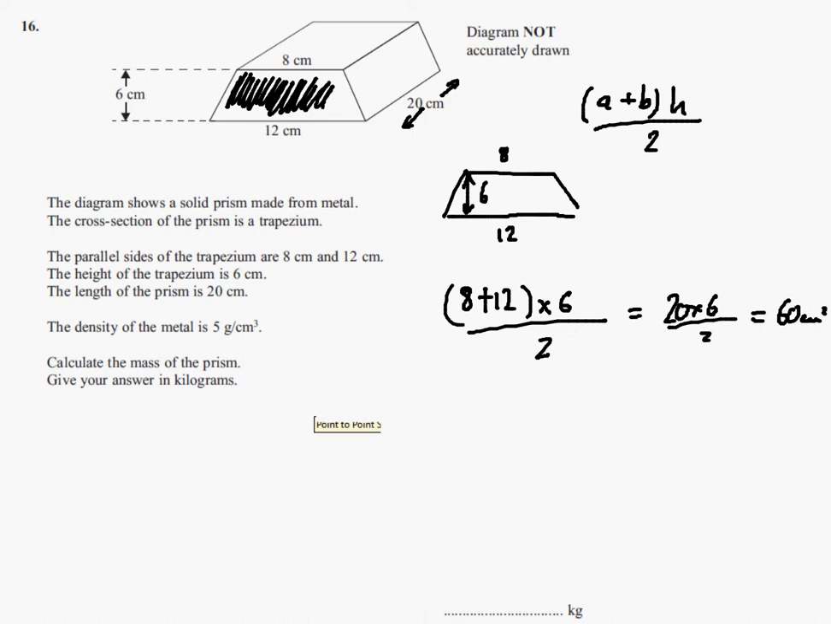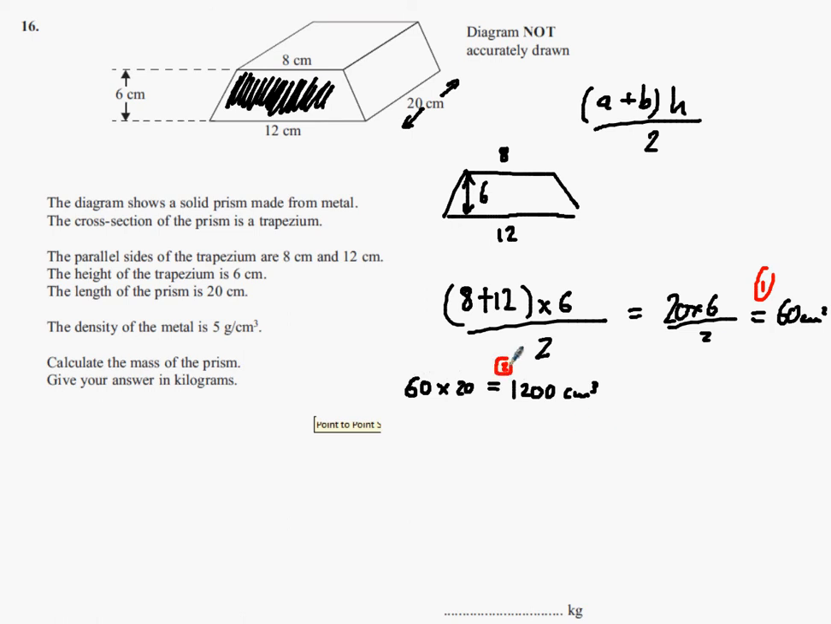That would be the first mark, just for getting 60. Then we need to times it by the depth, so 60 times 20 will get you the second mark, and that's 1,200 cubic centimeters, so that gives us the volume.